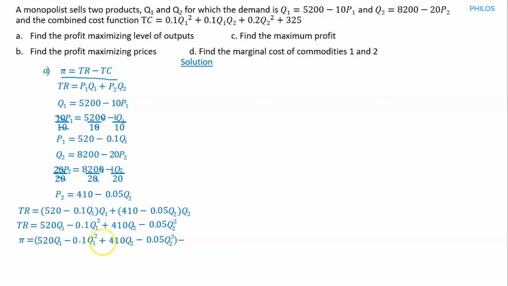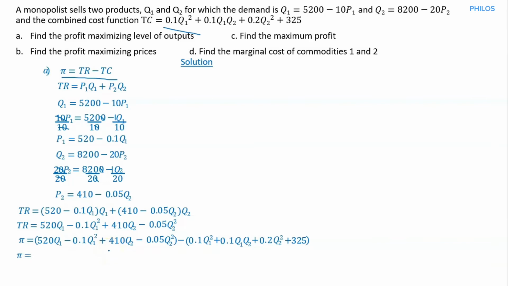Bracket close, minus, then we also take total cost. Please put it in brackets. Okay, so in bracket, this is the total cost function in the question: 0.1 Q1 exponent 2 plus 0.1 Q1 Q2 plus 0.2 Q2 exponent 2 plus 325. If you do not bracket the TC, it will look as if this negative is only affecting the first term of the TC, which is 0.1 Q1 squared. So bracket it so that we don't make a mistake.